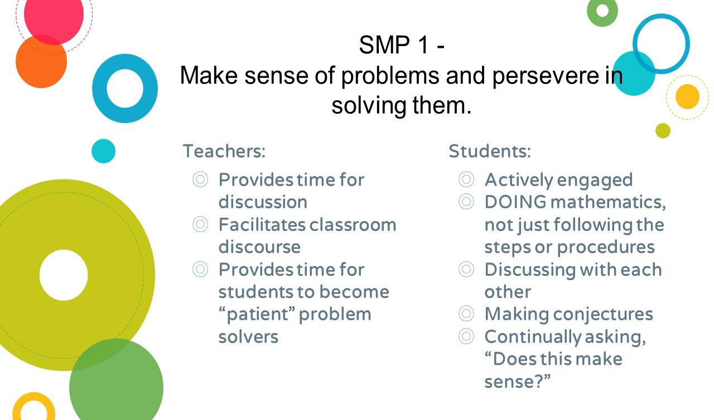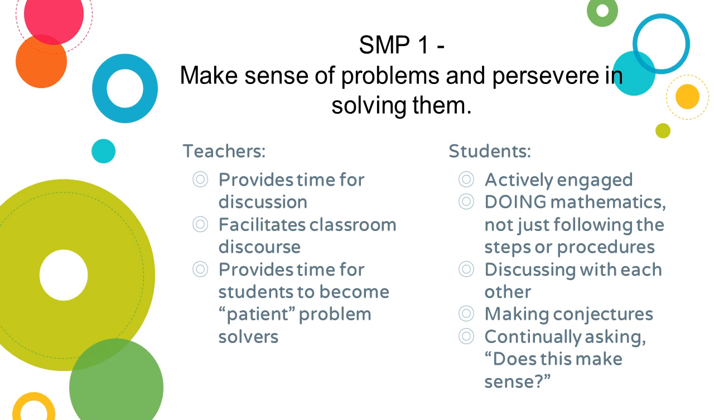Mathematically proficient students are actively engaged in solving problems, and their thinking is visible. And what I mean by that is they're actually doing the mathematics, not just following a step or a procedure or a rule. Mathematically proficient students are analyzing givens, constraints, relationships, and goals, not just the teacher doing that.